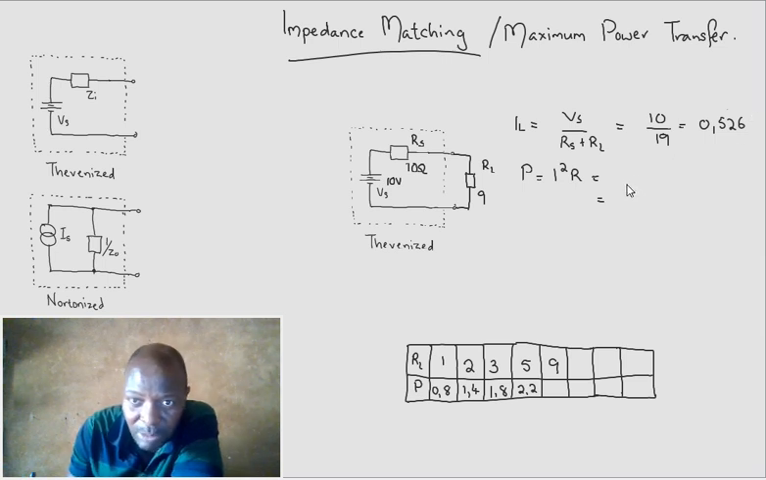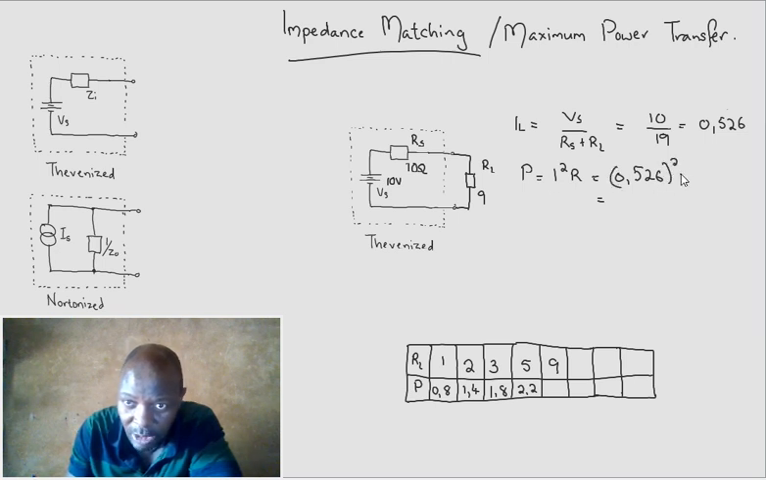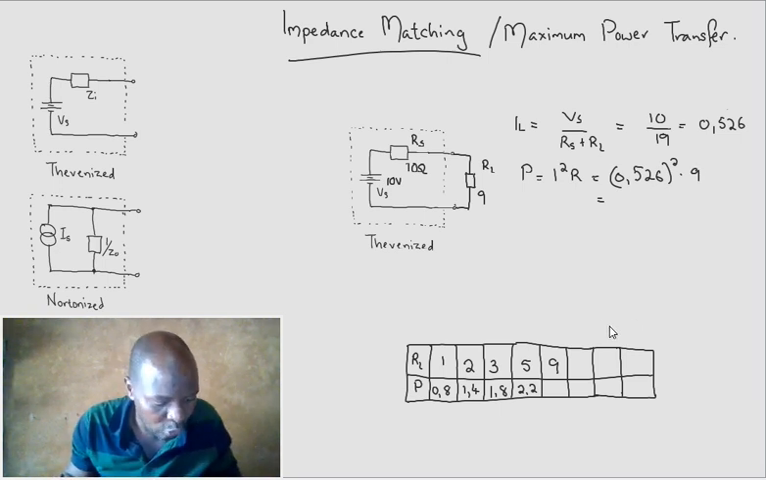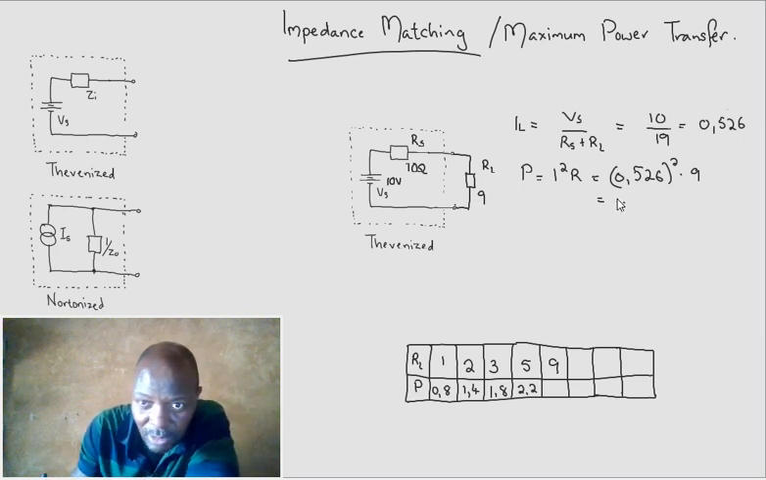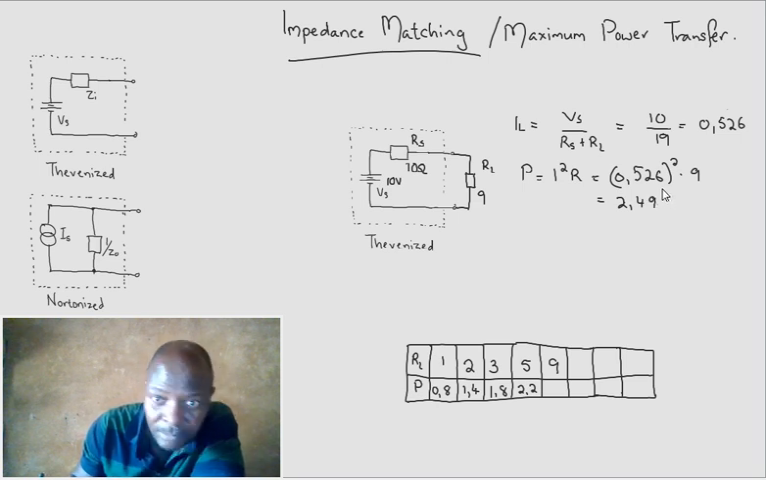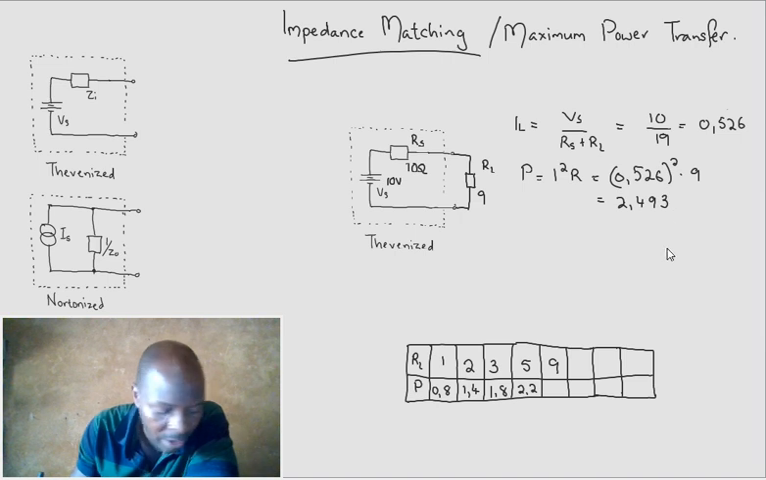0.526 squared. That's our power formula, times our resistance of 9. Now you can see that this is going to be squared and times 9. That will be 2.449, 2.493. Okay, then we'll round off to say 2.5. Yes, our power has consistently been going higher as we increase the load.